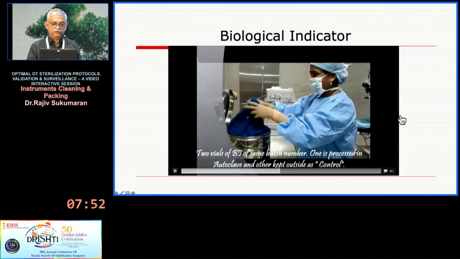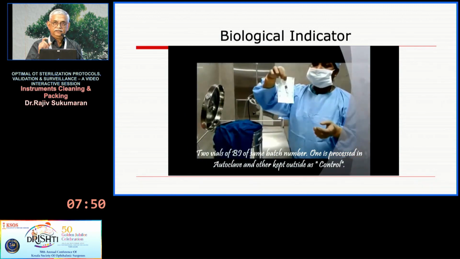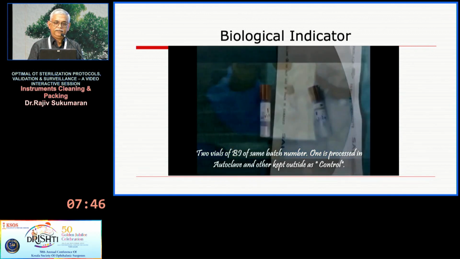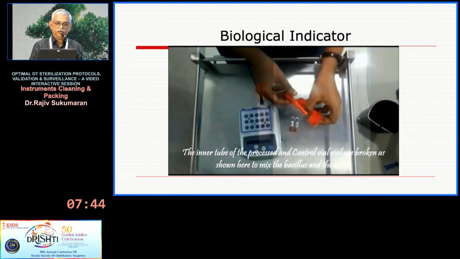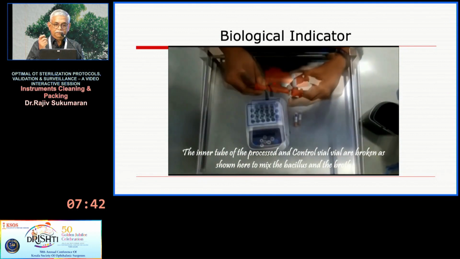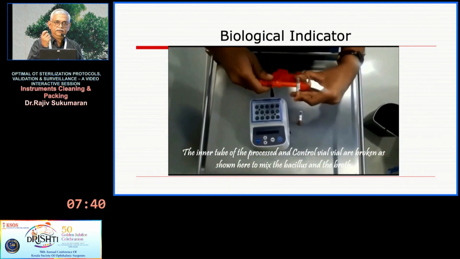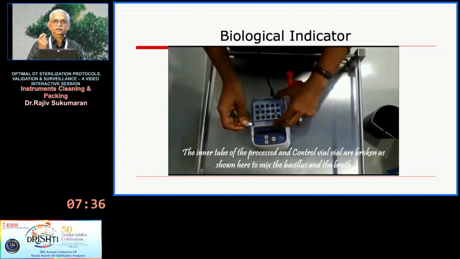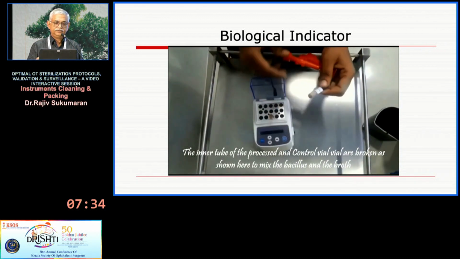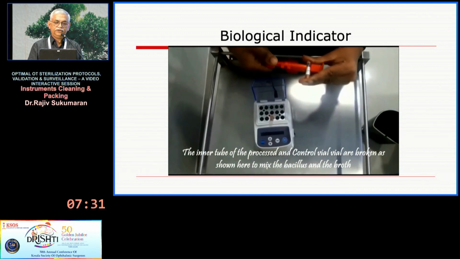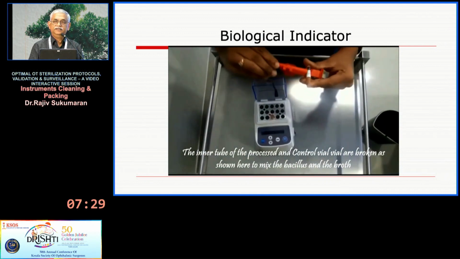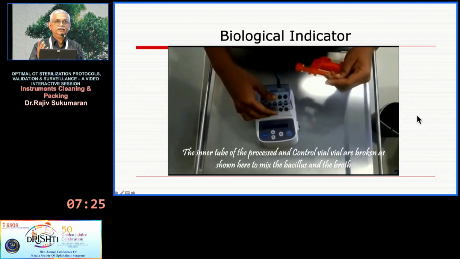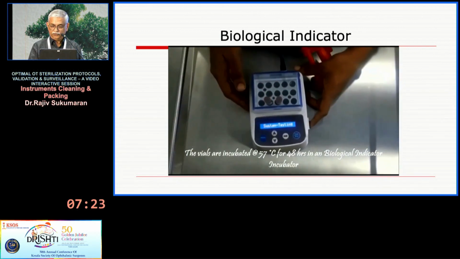Once it's ready, you remove it. Along with that, you have a standard which is not used in the autoclave, to compare with your autoclave one. Then break it. There will be an ampule-like thing within, that is the broth used, and incubate for 48 hours to see if there is a color change in it. There are quick readers available now, which will give the result within 3 to 4 hours.